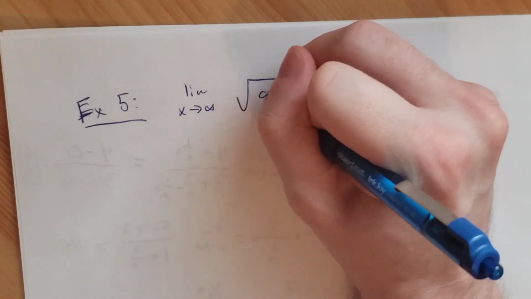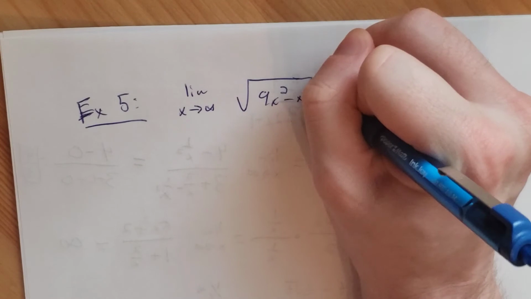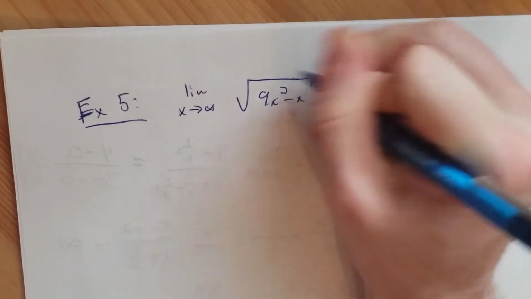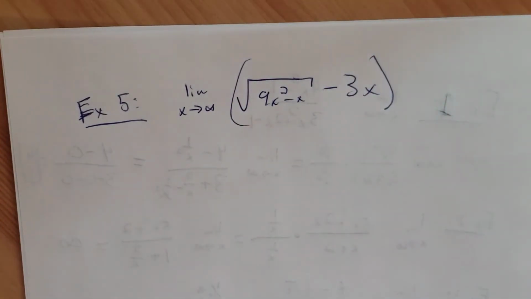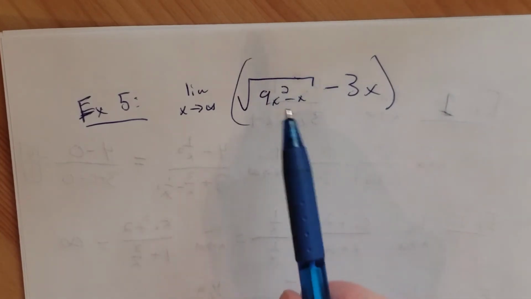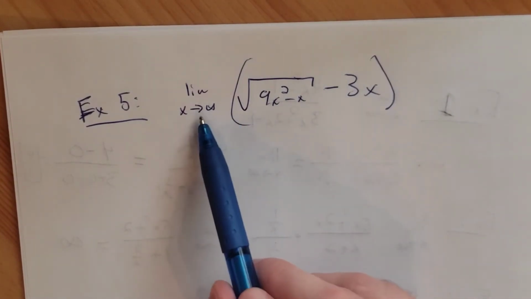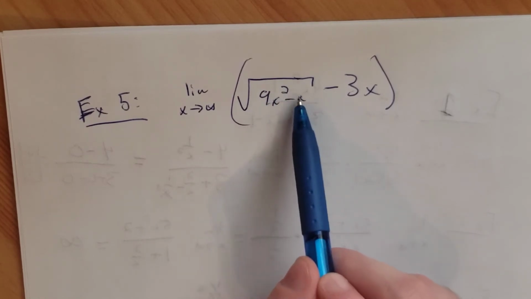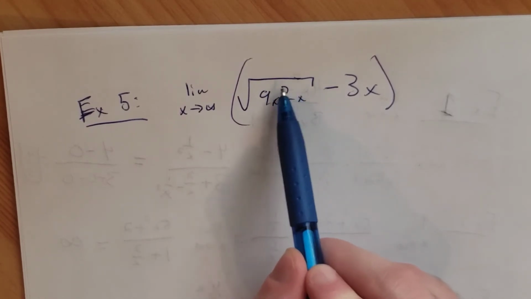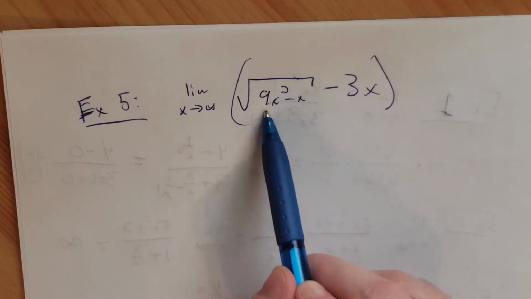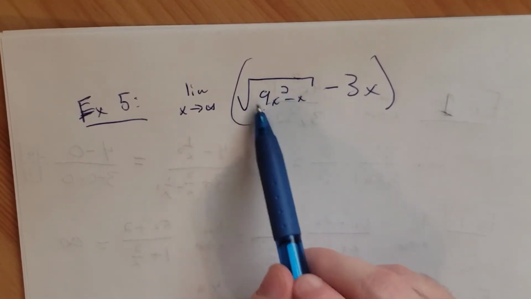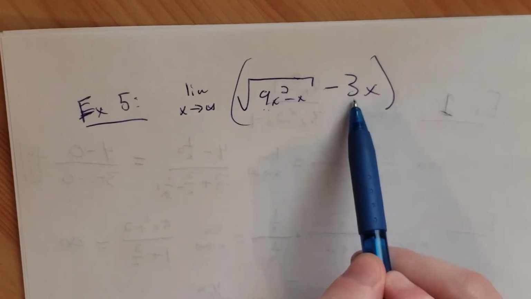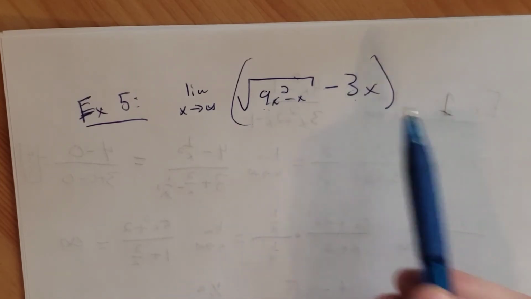the square root of 9x squared minus x minus 3x. All right, we want to solve this. Well, here we have something we can't really see yet. We'll see this in the next example of why this is the case. But this right here actually goes off towards positive infinity. And we take the square root of that, which still goes towards positive infinity, minus something that goes towards infinity.